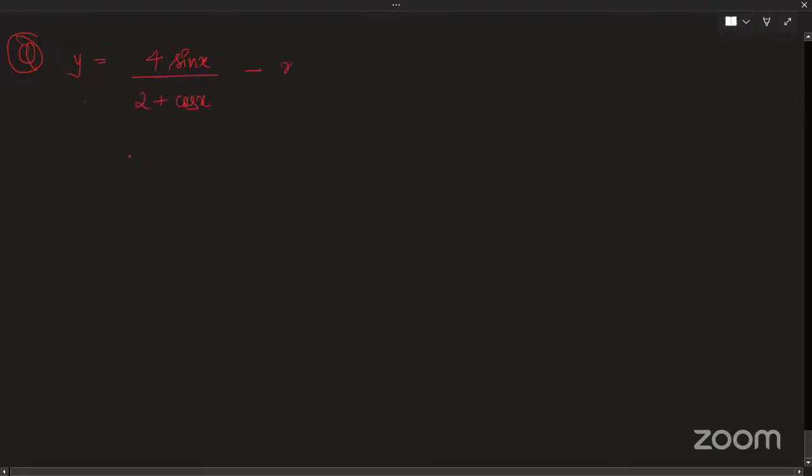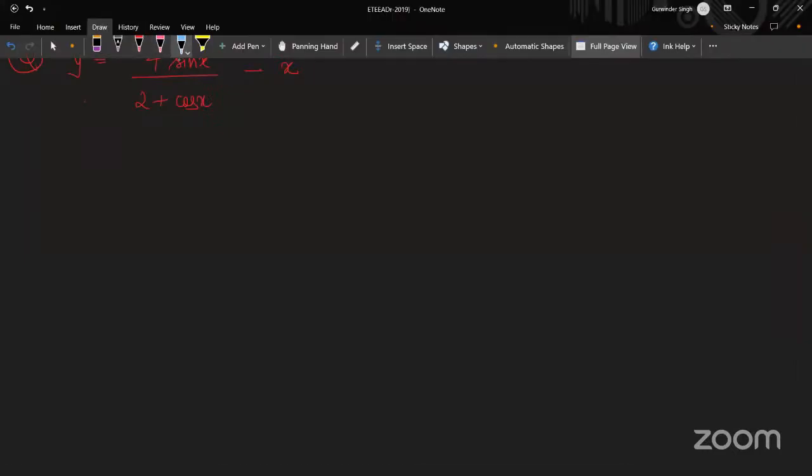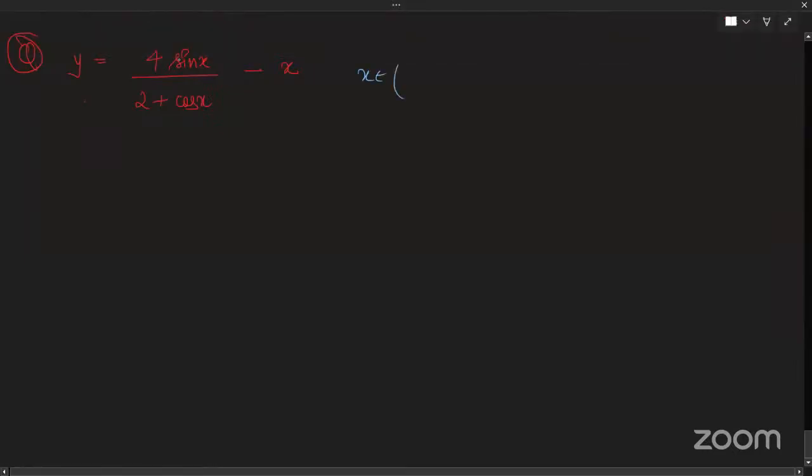So you have got your function y, obviously it is 4 sin x divided by 2 plus cos x, minus x. And x is only between 0 and pi by 2. So you need to tell where it is increasing and where it is decreasing. So how will you differentiate this thing? Division rule. Correct. Division rule, right?